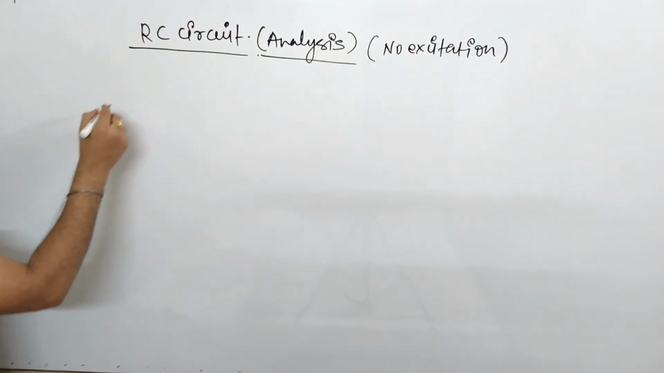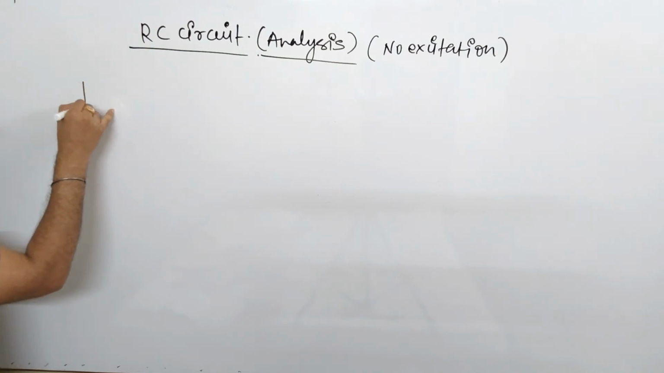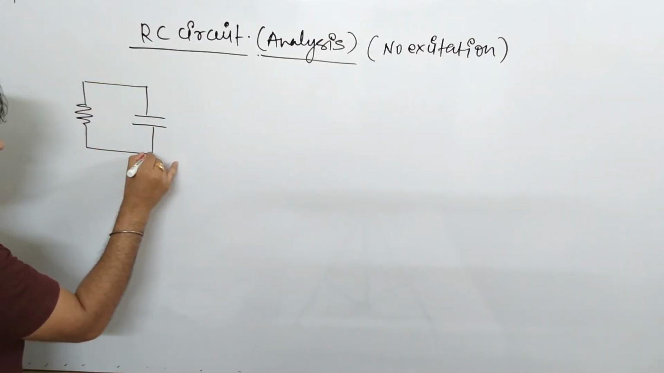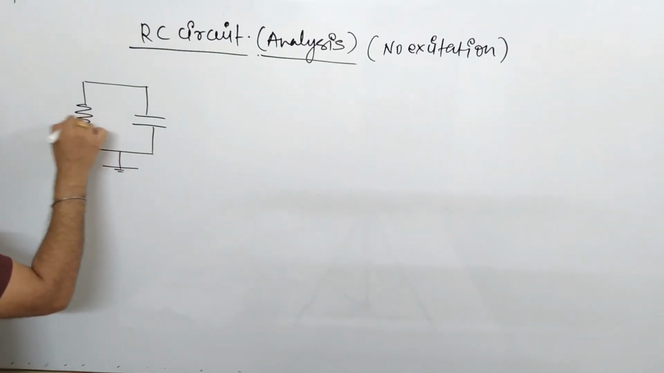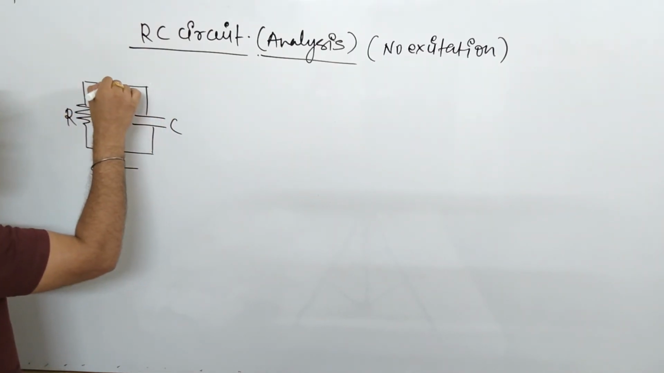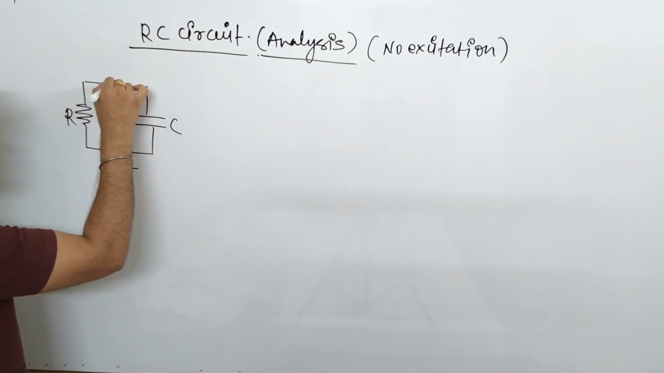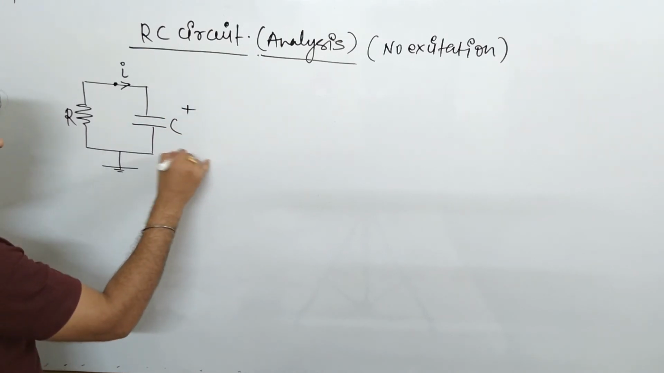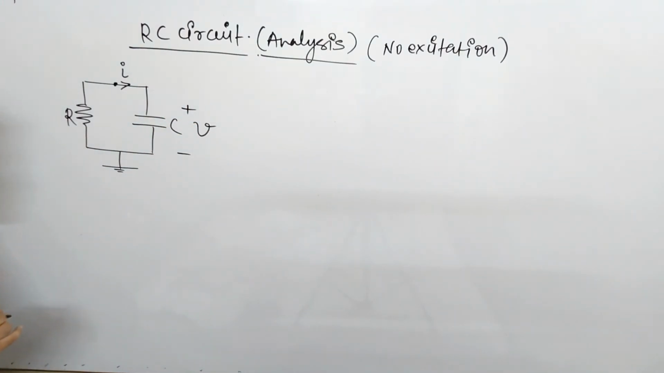I am considering one simple RC circuit consisting of one resistance and one capacitor. This is your circuit, this is your ground portion, this is R, this is C, and here some current I is flowing. When some current I is flowing, definitely some voltage is appearing across the capacitor, and that voltage is V.